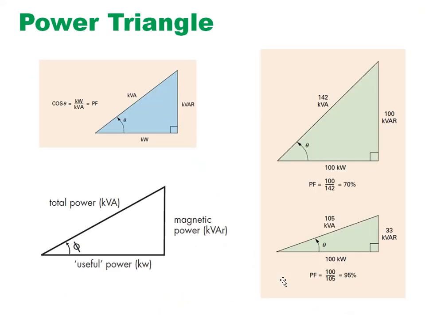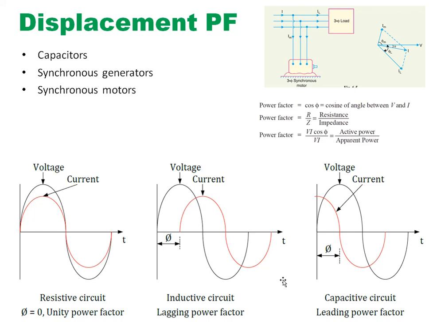So here in displacement power factor, we say the cosine of the angle between the voltage and current is called the power factor. That's why I generally say the power factor is the ratio between the active power and the apparent power. Coming back to displacement power factor: if it is a displacement power factor issue, how can we address it? By adding a capacitor, a synchronous generator, or a synchronous motor, we can mitigate this issue.